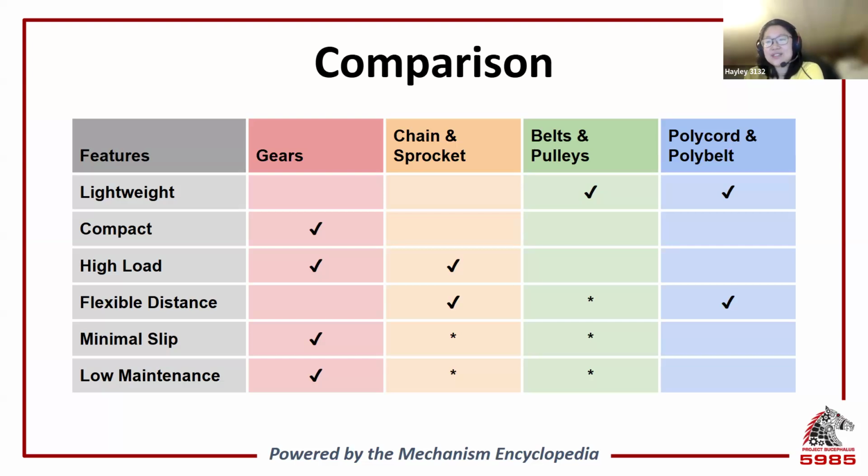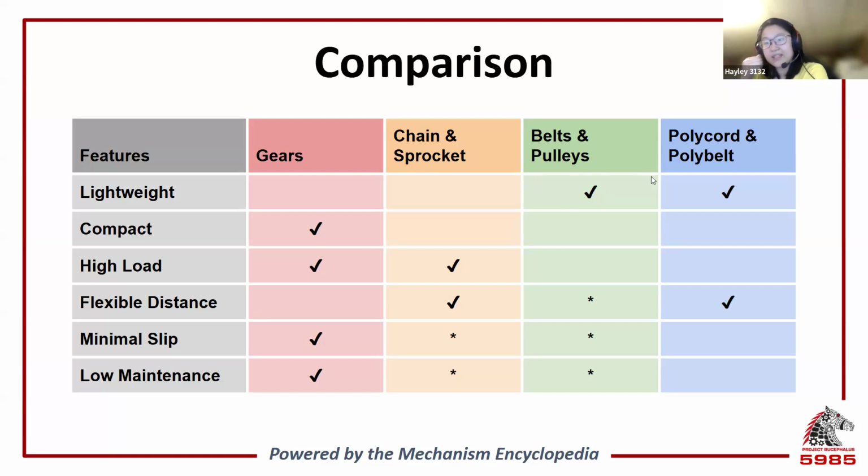You can also use any of these methods in conjunction with one another. For example, if you have an arm or an elevator that requires a bit of torque, you can use gears to give you a really high load compact reduction and then use chain to output that torque at a location that's further away. This just eliminates the need to use a big sprocket.